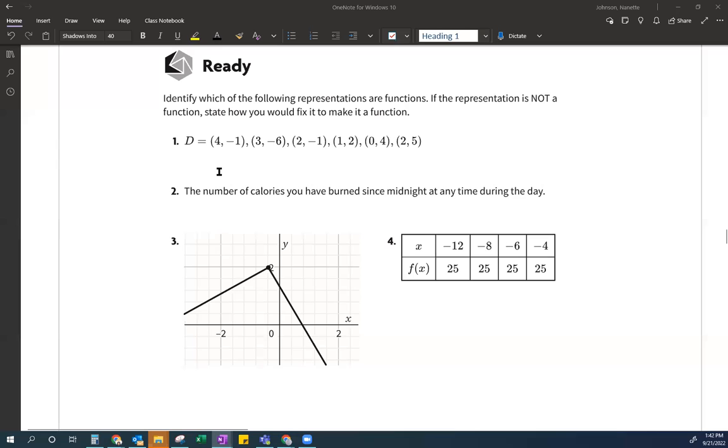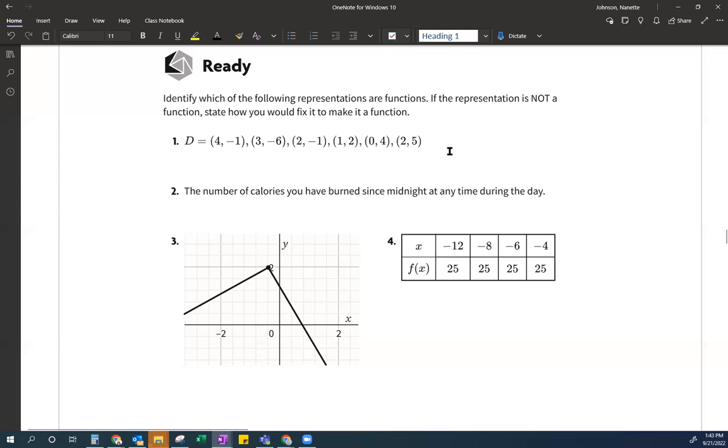Okay. So just pretend that 4 is a person and -1 is their birthday. So 4 has a birthday on the -1st. 3 has a birthday on the -2nd. 2 has a birthday on the -1st. 1 has a birthday on the 2nd. 0 has a birthday on the 4th. And 2 has a birthday on the 5th. So people are saying, no, Miss Johnson, because 2 has 2 birthdays, 1 on the -1st and 1 on the 5th. Oh, trying to get by on us. No, you are not a function.